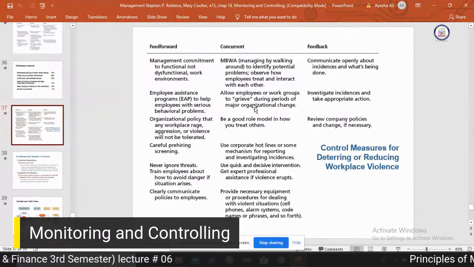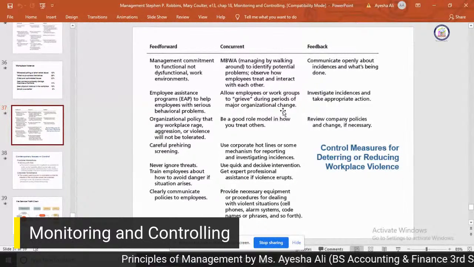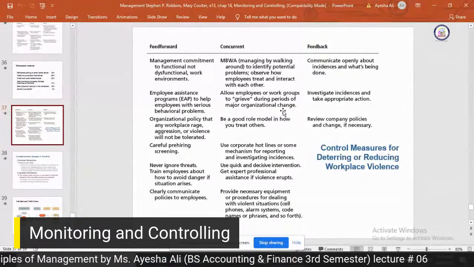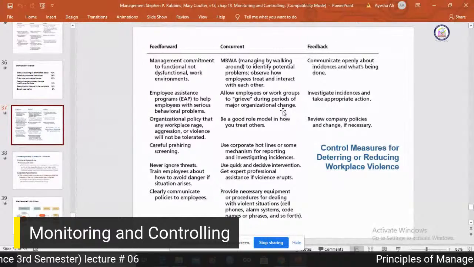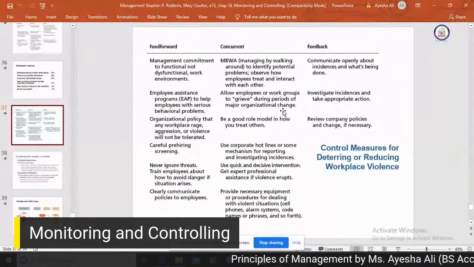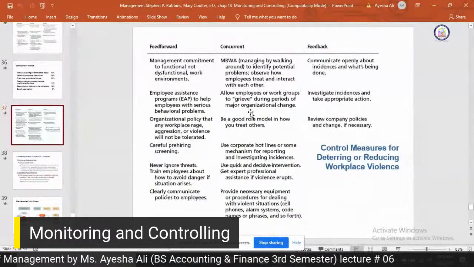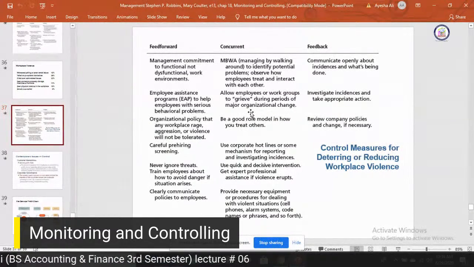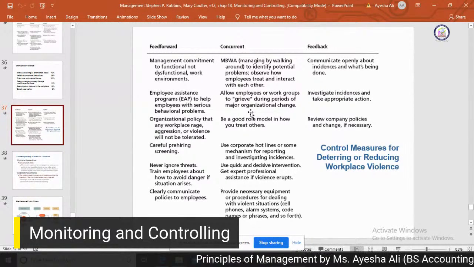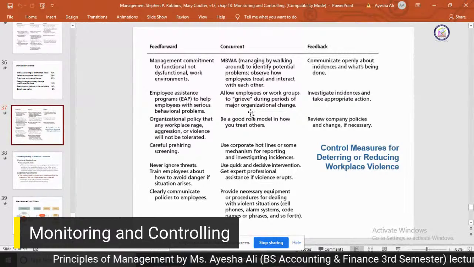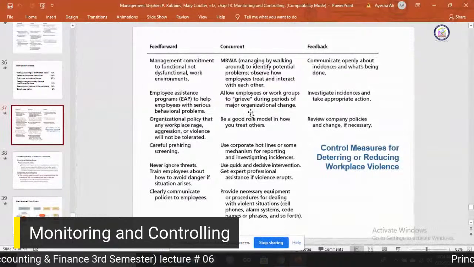We can allow the employees or work group to breathe during periods of major organizational change. If the organization is in some major change, such as the CEO changing or the management structure changing, we can lessen the grief of the employees and investigate the incident properly, and we make policies about the horrible aggression and violence going on in the organization.